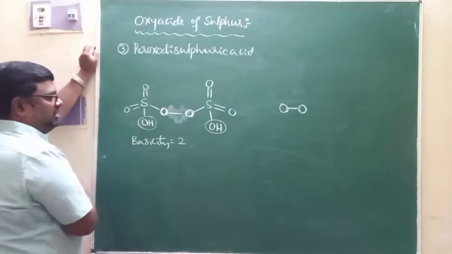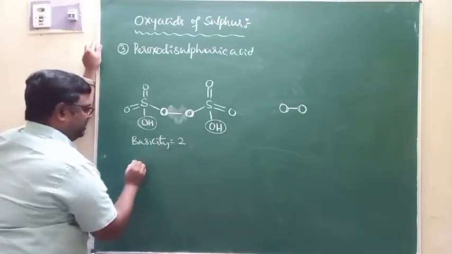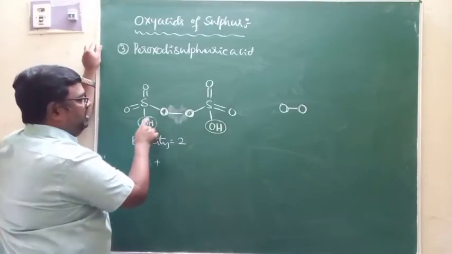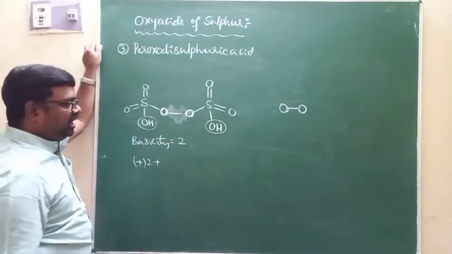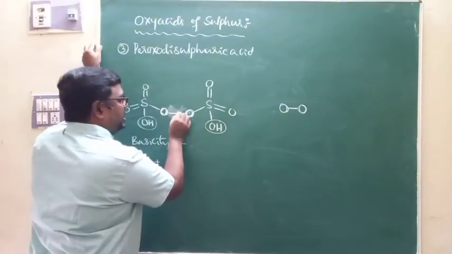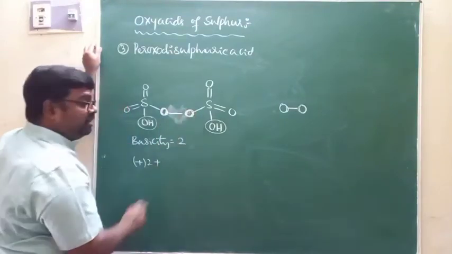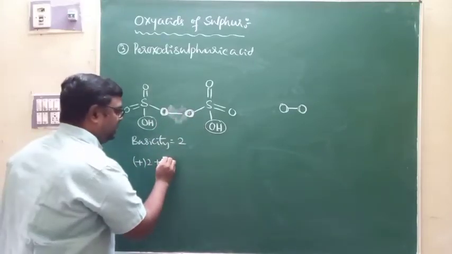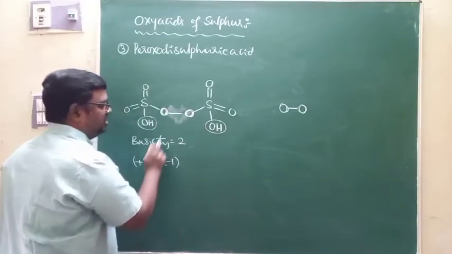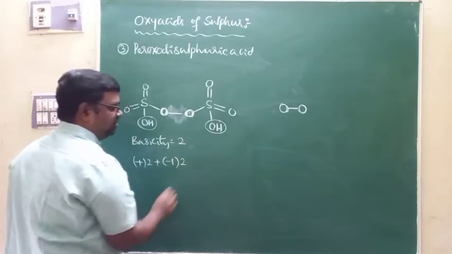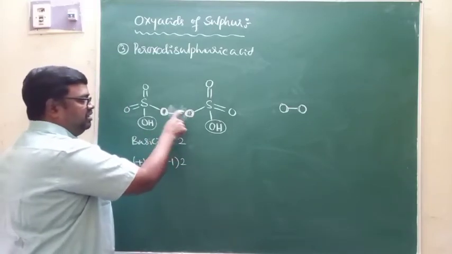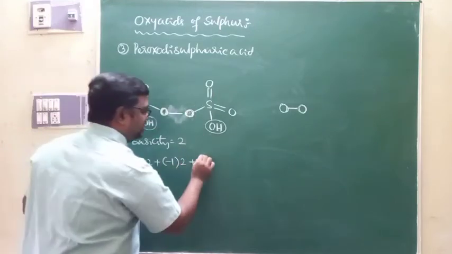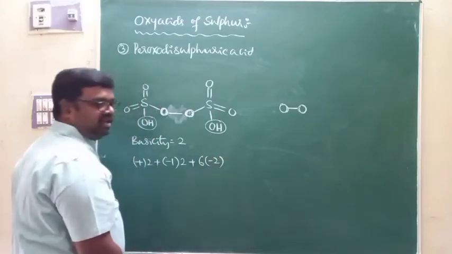Just observe, 2 hydrogen atoms are there, therefore plus 1 into 2. How many oxygen atoms are there? There are 8. Out of 8 oxygen atoms, 2 oxygen atoms are involved in peroxide linkage. The oxidation number of oxygen in peroxide is -1, so -1 into 2, plus the remaining 6 oxygen atoms, whose oxidation number is -2 as usual.